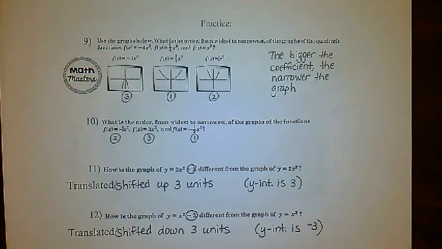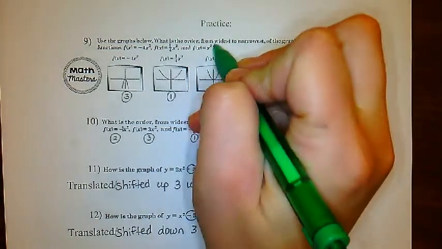Day 6 of Unit 8 on graphing quadratic functions. Your homework last night for day 5, transforming quadratic functions. Number 9, you had to put them in order from widest to narrowest.